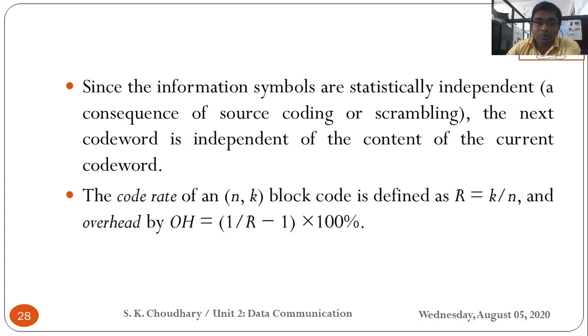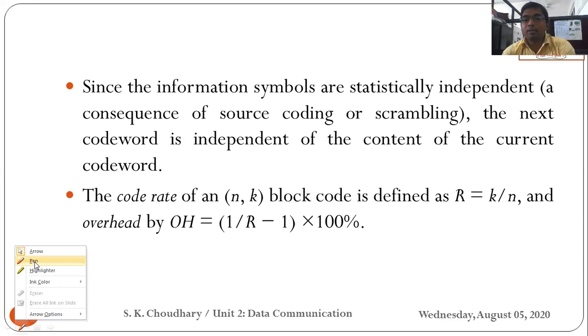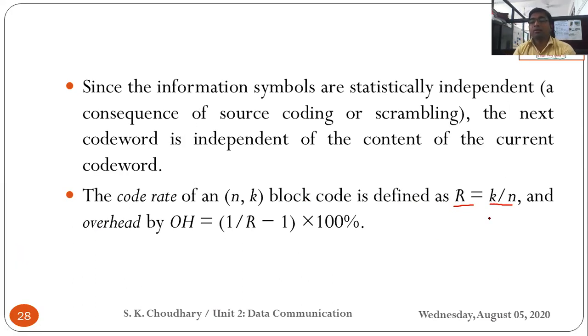And there is one of the formulas for calculating the code rate. The code rate for this (n, k) block code is defined as capital R, which is equal to k upon n. This is the formula for finding the code rate. So k means the number of message bits, upon n, the number of bits present in the code word. That is the rate of a block code, called the code rate.